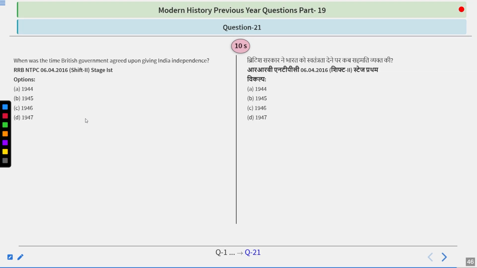When did the British government agree to give India independence? Options are 1944, 1945, 1946, 1947. So think about it, guys. Very important question this is.